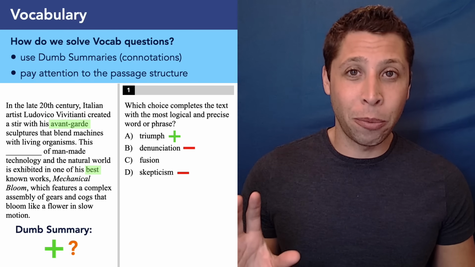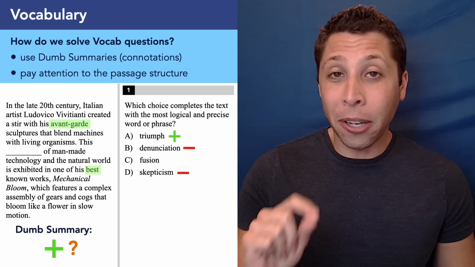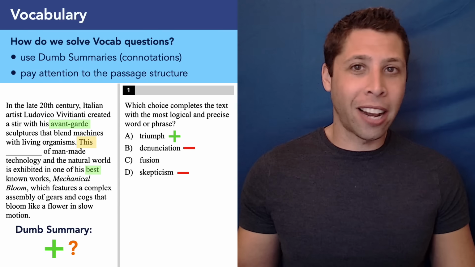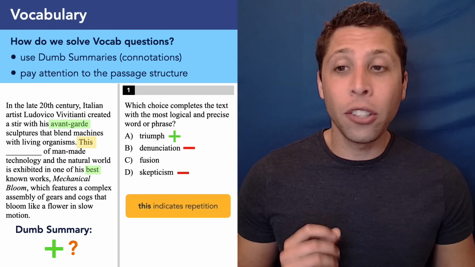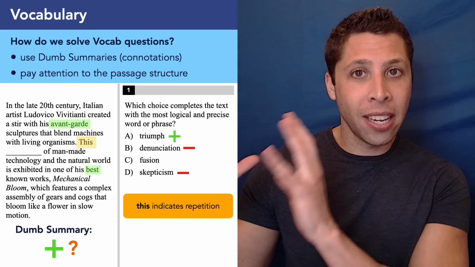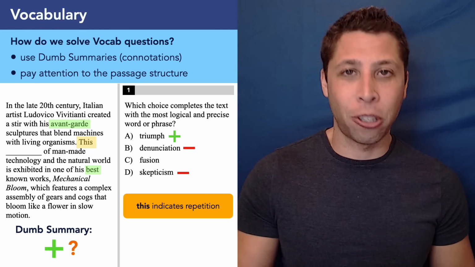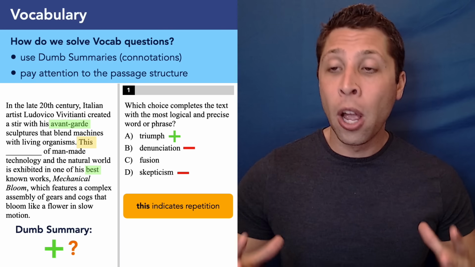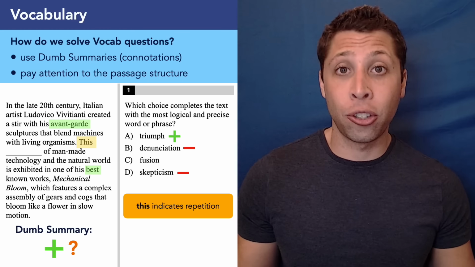So of all the things that we've talked about so far, the most important thing that I'm going to use is the word this, which seems like a nothing word, but in these vocab questions, the word this is often used to indicate repetition. So we're going to say something in that first sentence, and then in the second, we're going to refer back to it and repeat a similar idea. So this is really helpful when we're trying to capture in a very dumb way what a passage is saying.